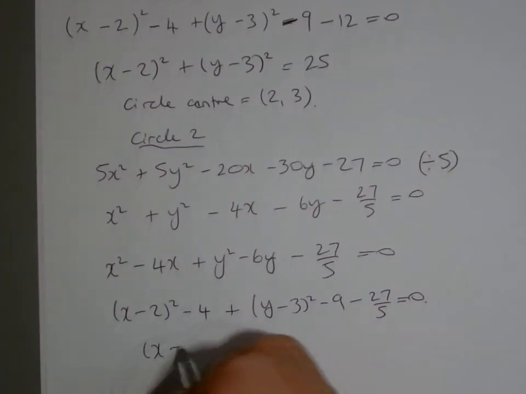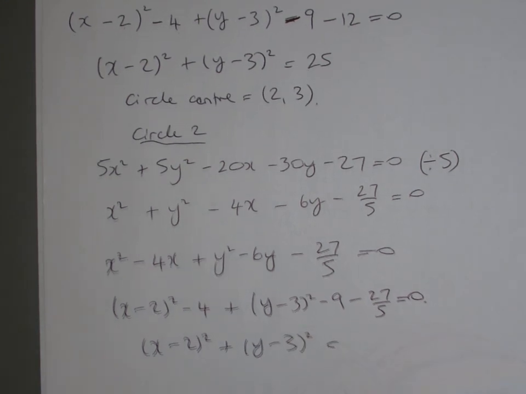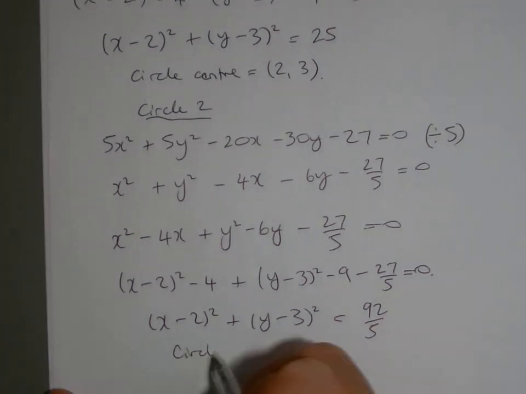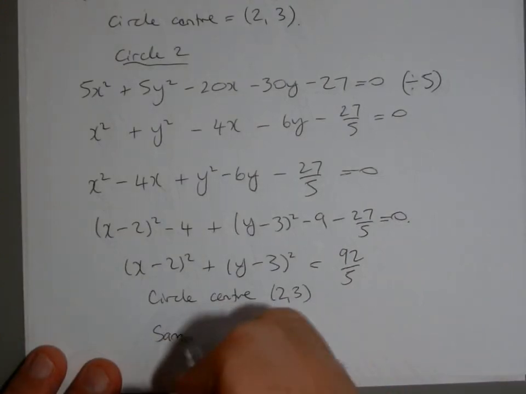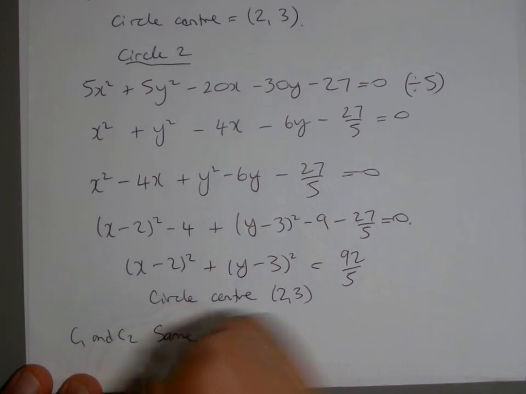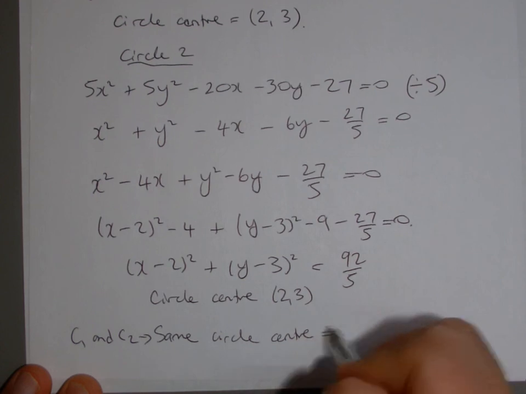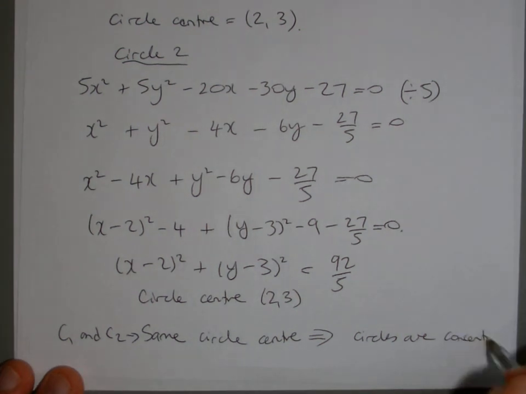So that becomes x minus 2 all squared plus y minus 3 all squared. The radius then will be different. Let's work out the radius squared. That'll become 92 over 5, so the radius will be the square root of that. But essentially, we've proved that the circle center is the same. So we just say, look, same center for C1 and C2, so that implies that the circles are concentric. Same center.